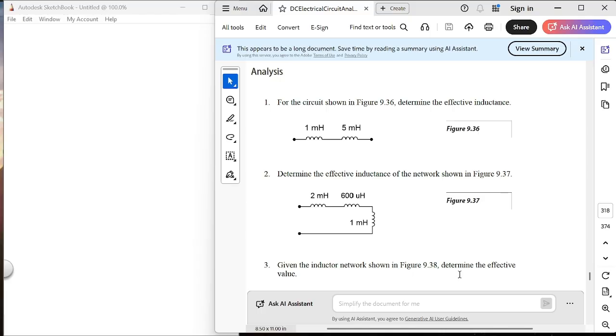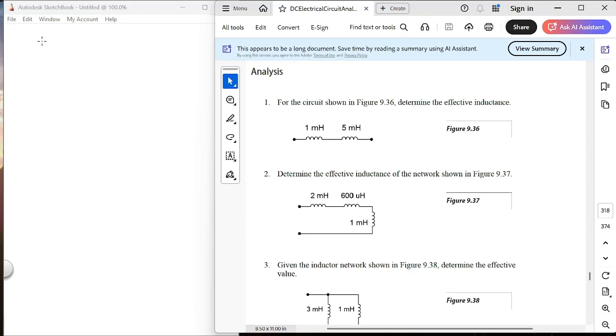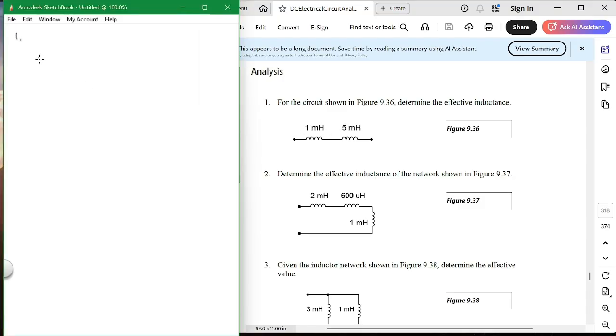All right, so how do you combine inductors? Like if you had 2 of them, you just add them together if they're in series, right? So this would be what? Number 1 would be what? That's 6 millihenry, right? All right, any questions about that? Number 2, how do you do that one? Well, it's the same thing. They're in series, so you just add them.